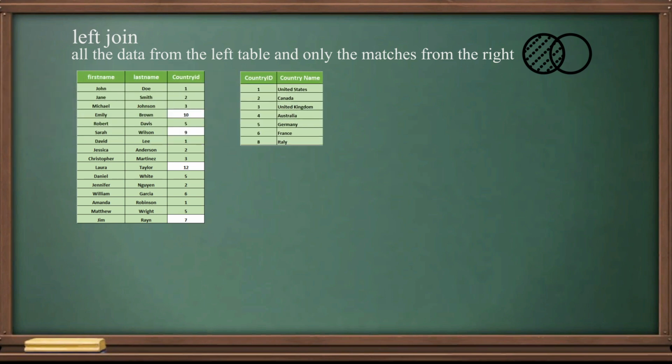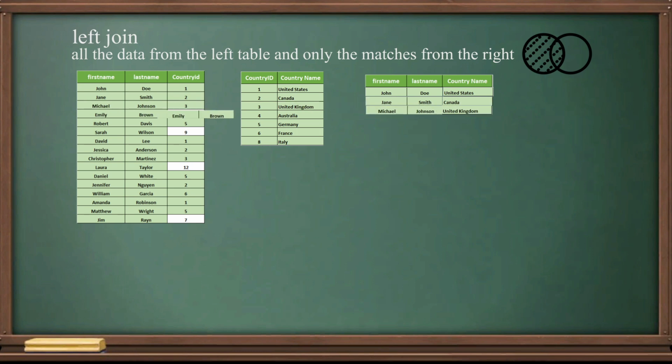It starts with the data from the left table. Search for a match on the right table. And if we have a match, it collects the data from the left table and the country name from the right. If we have not a match, it returns only the first name, last name with null on country name.